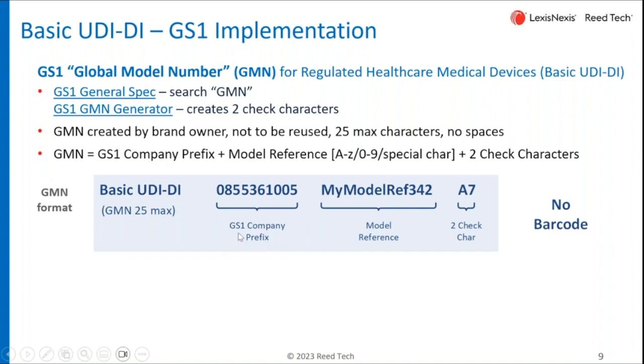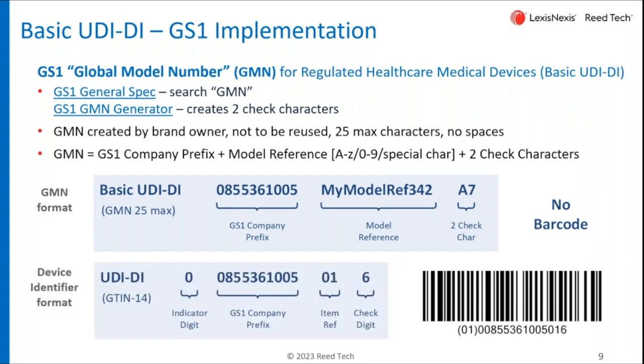No additional cost to create a GMN, by the way, once you have a subscription to GS1 and have a company prefix. So this is another use of that particular term. Then what you will create is something brand new, a model reference, and this points to the particular basic UDI DI group. You can use uppercase, lowercase, numbers, special characters, pretty wide open as to how you identify that. And then there's 2 check characters at the end. But there's never a barcode that is created. So this particular instance is for information only, you'll never see a basic UDI on the actual product label itself.